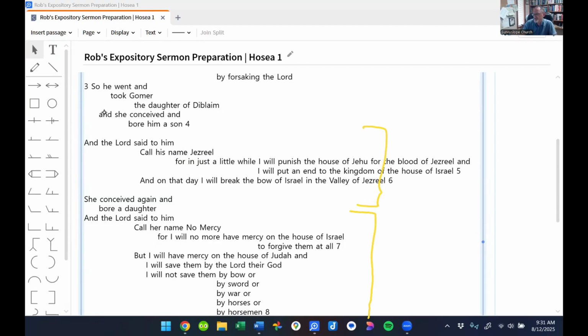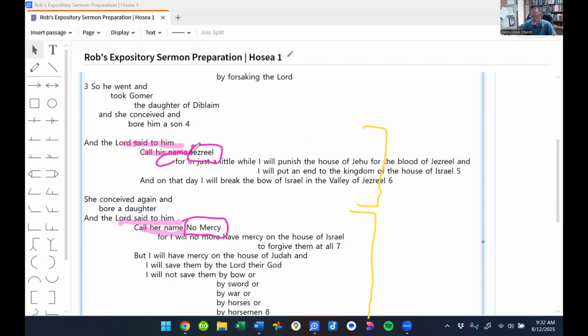The Lord said to him, call his name. The Lord said to him, call her name, and the same thing down there, which we'll get to in a little bit. So God has a different name for each child: Jezreel, no mercy.